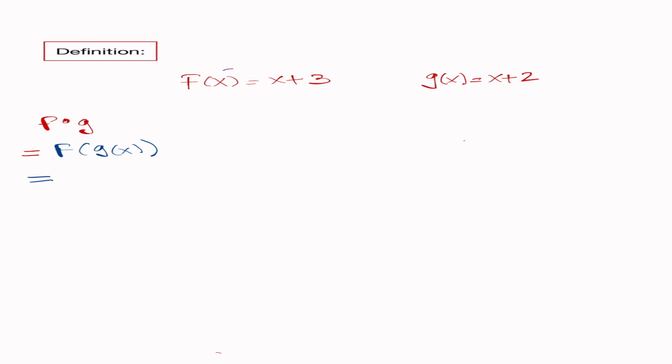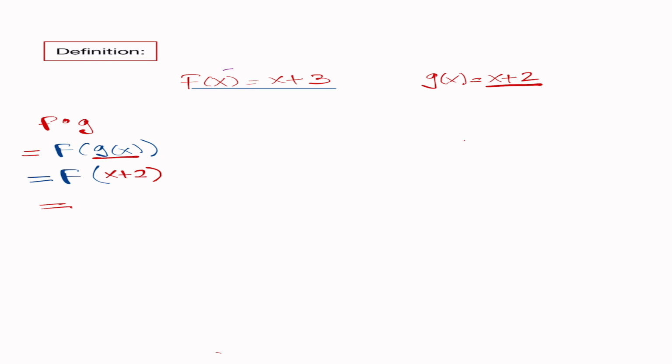Now, what will be our g of x? So g of x is simply what we have here, x plus 2. So we can just write down x plus 2. It's very simple, guys. You just have to plug in the values, that's all. So once you have f of x plus 2, now look here. What is f of x? x plus 3, right?